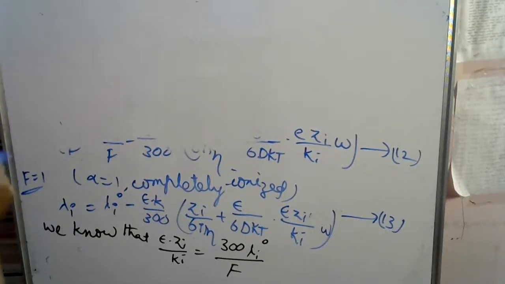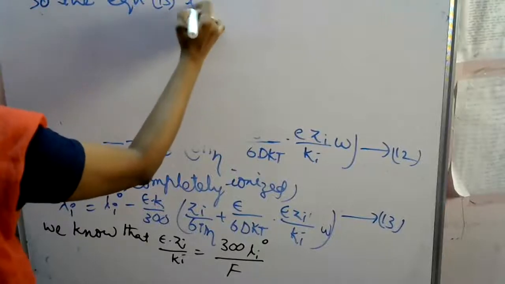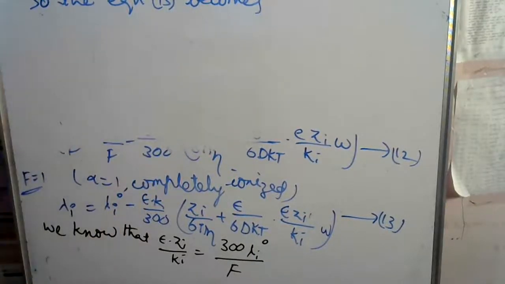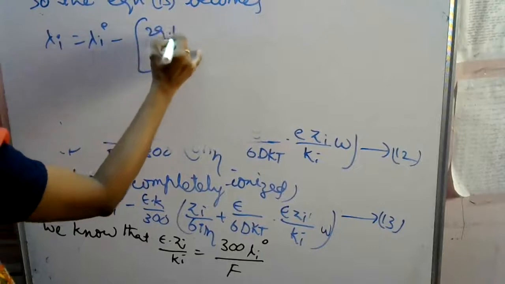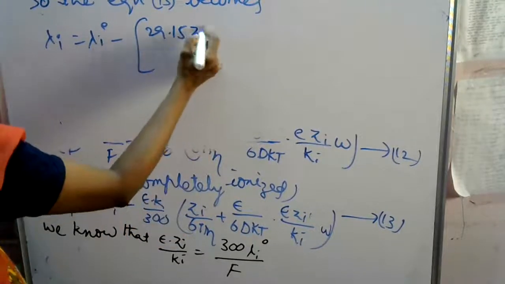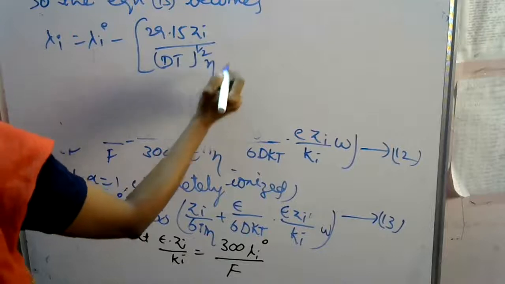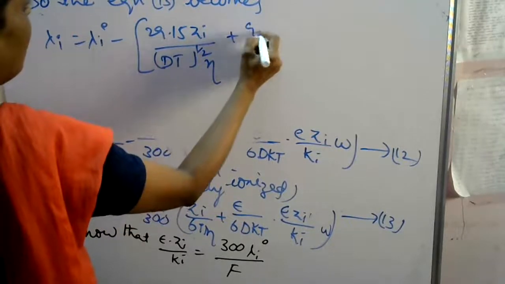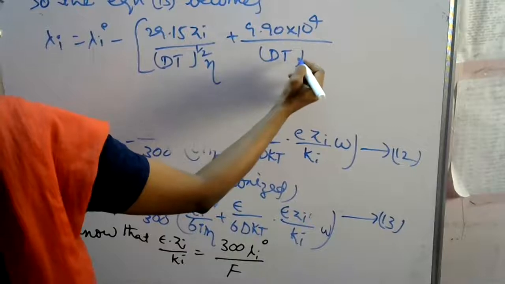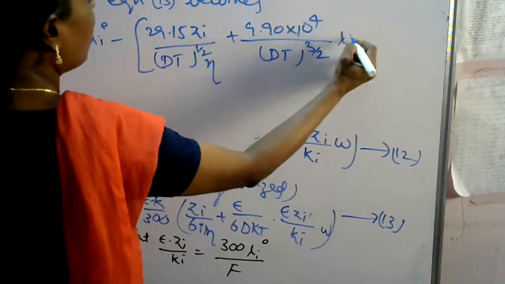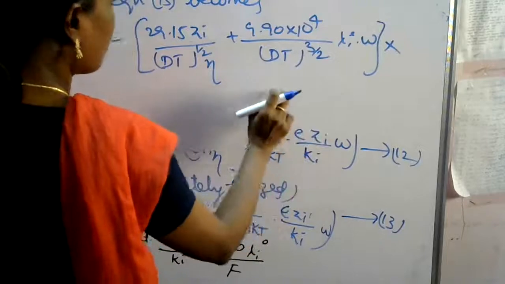So the equation 13 becomes lambda i is equal to lambda i naught minus 29.15 zi by dt power of n theta plus 9.90 into 10 power 4 by dt power 3 by 2 and lambda i naught into omega. Here I have no space here, that's why I am writing here.